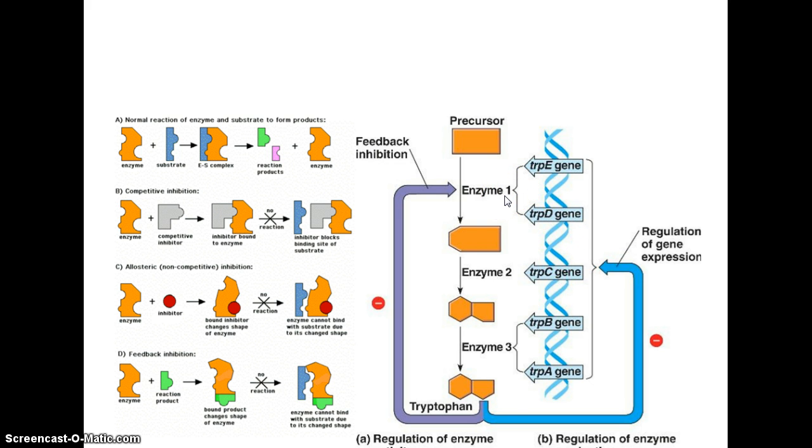And so in either case, I can either block some part of the enzyme causing a change, or I can actually affect the gene transcription and translation process that makes the enzyme. Quick review over here. Here's your normal enzyme substrate complex. The competitive inhibitor, the non-competitive or allosteric inhibition, and then this concept of feedback.